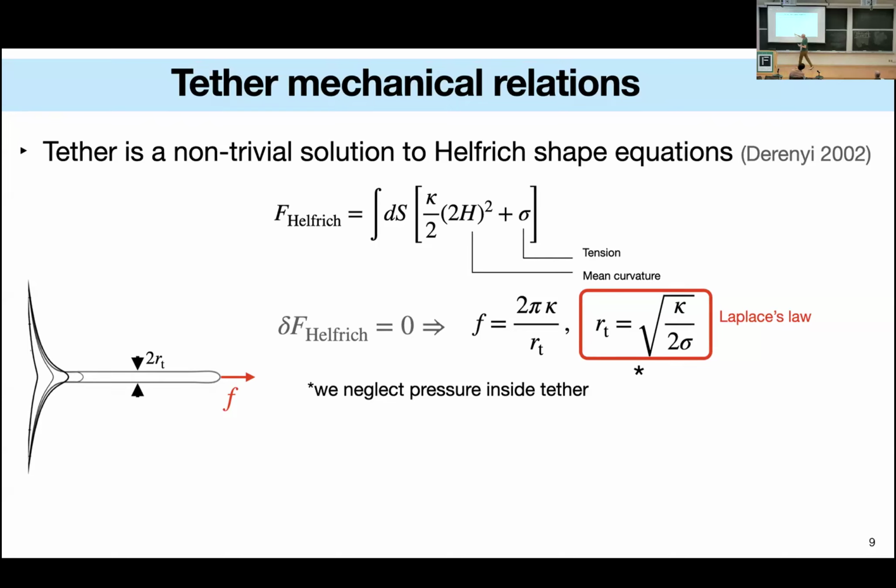So let's neglect the pressure part of Laplace's law, and the atypical contribution to Laplace's law is the effect of the bending energy. What this is just saying is that you have a normal force balance: you have tension, which wants to reduce area, and you have bending, which wants to avoid large curvature. They're in conflict with each other, and at equilibrium, you get this nice relation. The little asterisk means we neglect pressure inside the tether.